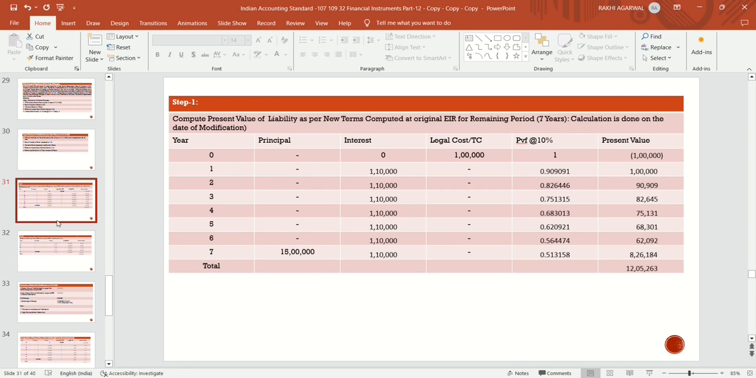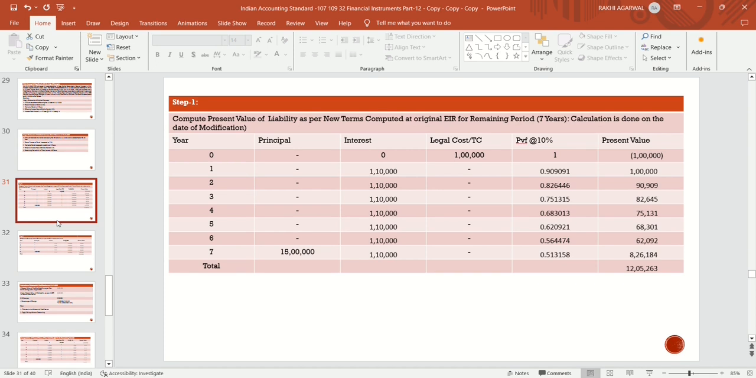So as per new terms, in the 0th year there is no present value factor, because in that year the modification takes place. So 1 lakh into 1, that is 1 lakh only, it will be reduced from the value of the liability, because transaction cost is always reduced from the value of the liability.